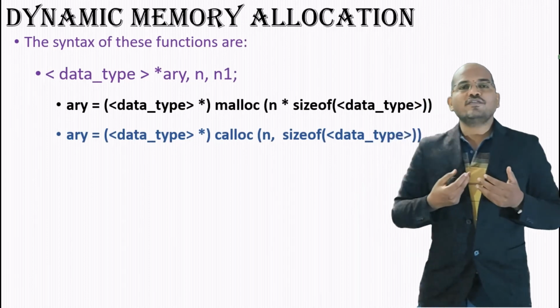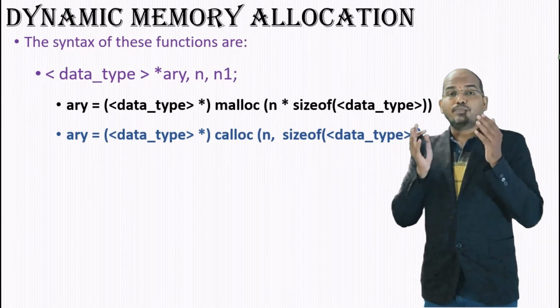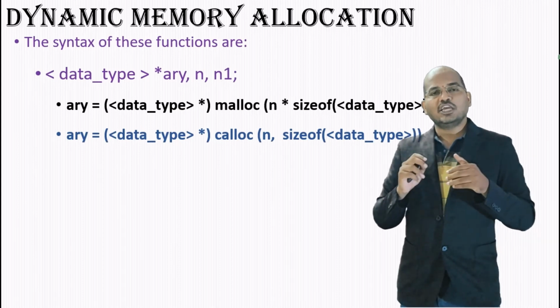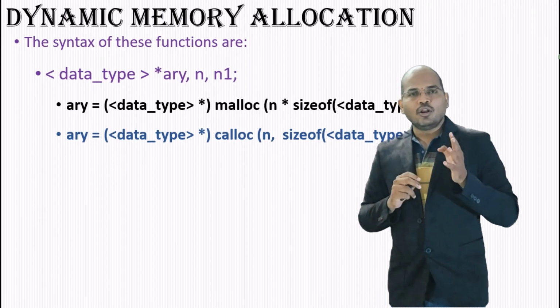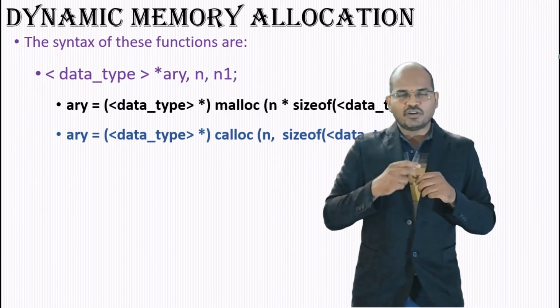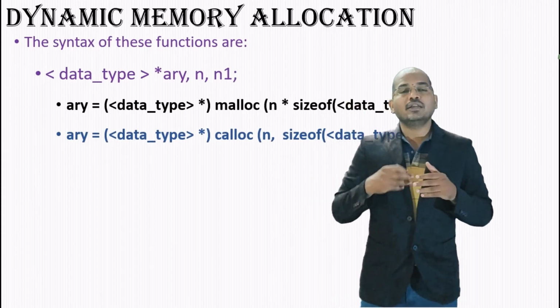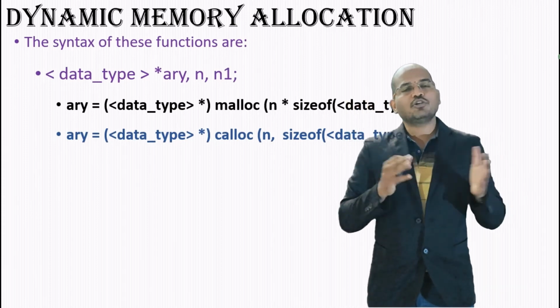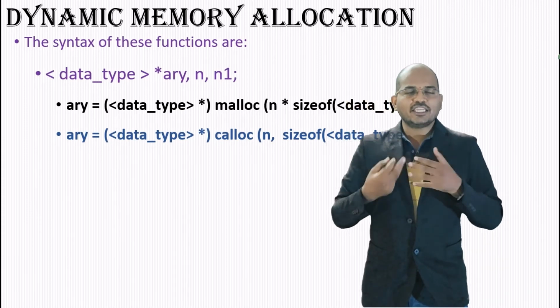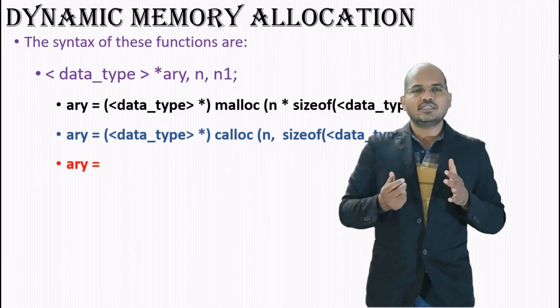The other beauty of calloc is that you can declare blocks of data using calloc, whereas in malloc you can declare only one block of data of size n. Using calloc you can declare m blocks of data, each of size n. So that is how we differentiate malloc and calloc.